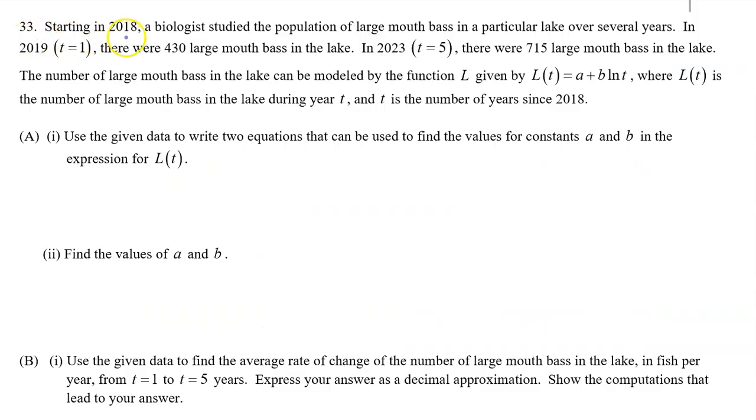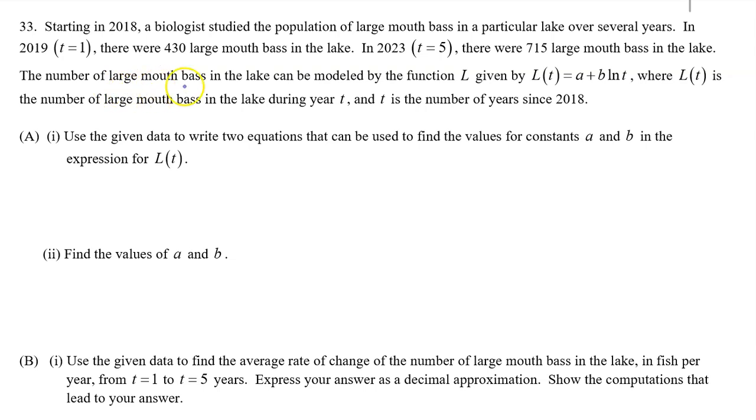33. Starting in 2018, a biologist studied the population of largemouth bass in a particular lake over several years. In 2019, t equals 1, there were 430 largemouth bass in the lake. In 2023, t equals 5, there were 715 largemouth bass in the lake.